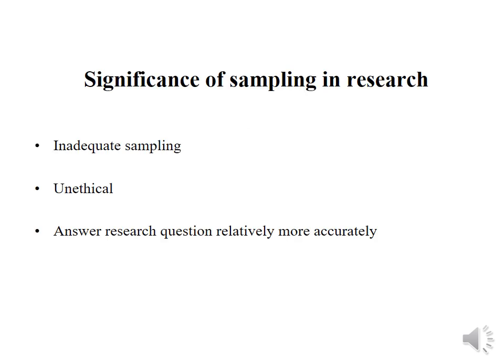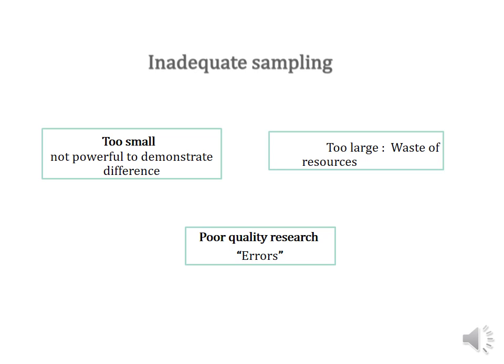And what is the significance of sampling in research? Inadequate sampling is unethical. Research questions are answered relatively more accurately if sampling is done properly. So when we talk of inadequate sampling, it can be too small, it can be too large, or it can be unethical. The study on a small sample is quite tempting. The researcher wants to do it as early as possible, and it's obviously feasible, but it is a waste of time and money, as the result will invariably be inconclusive.